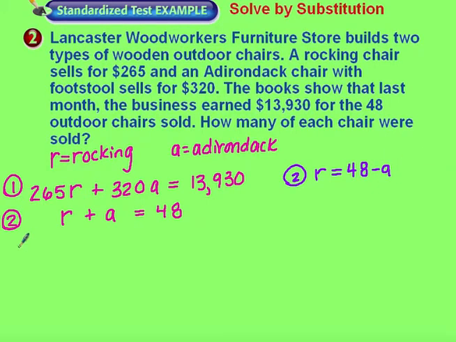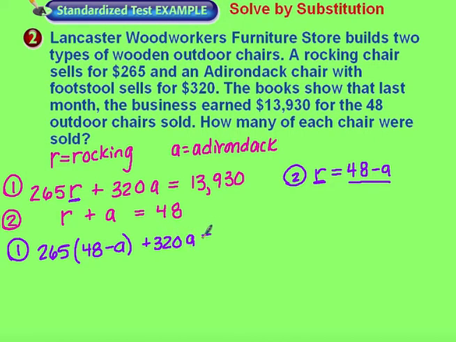Now I'm going to go back into equation 1, and everywhere I see an r, I'm going to replace it with 48 minus a. So that's going to give me 265 times (48 minus a), replacing that r, plus 320a equals 13,930. Now you might need your calculators for this, and you might need to pause for a second if I go too fast. But we're going to take 265 times 48 because I need to distribute.